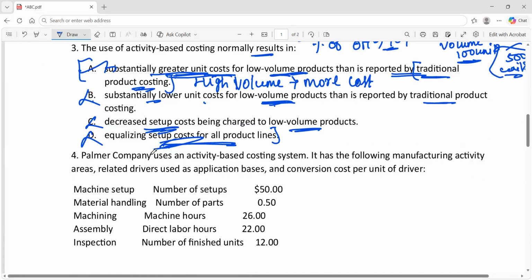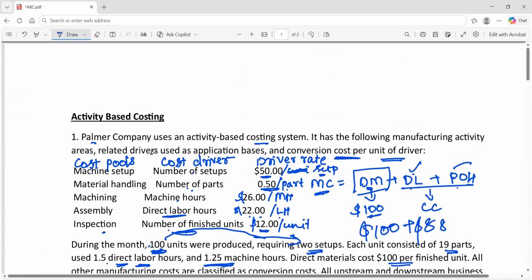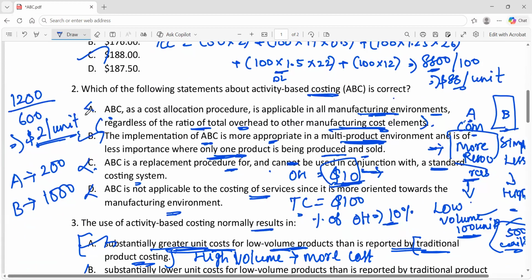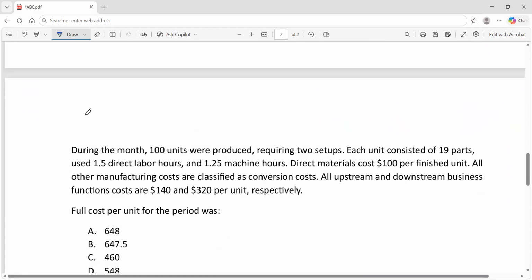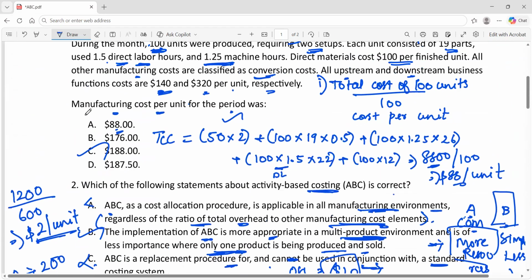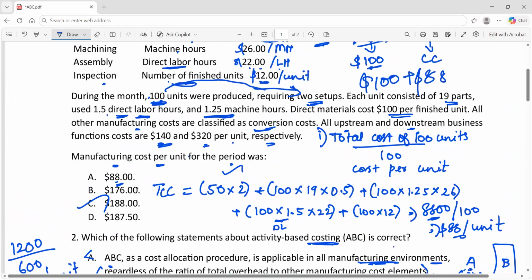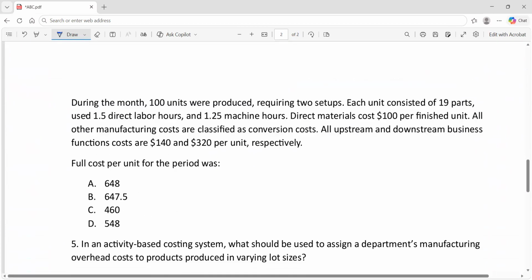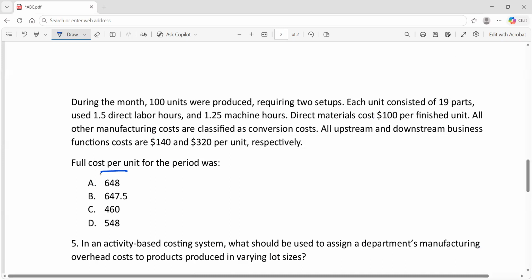Question number 4. See, question number 4 is exactly the same as question number 1. The data given in the question is exactly the same. What is the difference? The requirement of the question is different. Question number 1's requirement is to calculate manufacturing cost per unit. Question number 4's requirement is to calculate full cost per unit for the period.